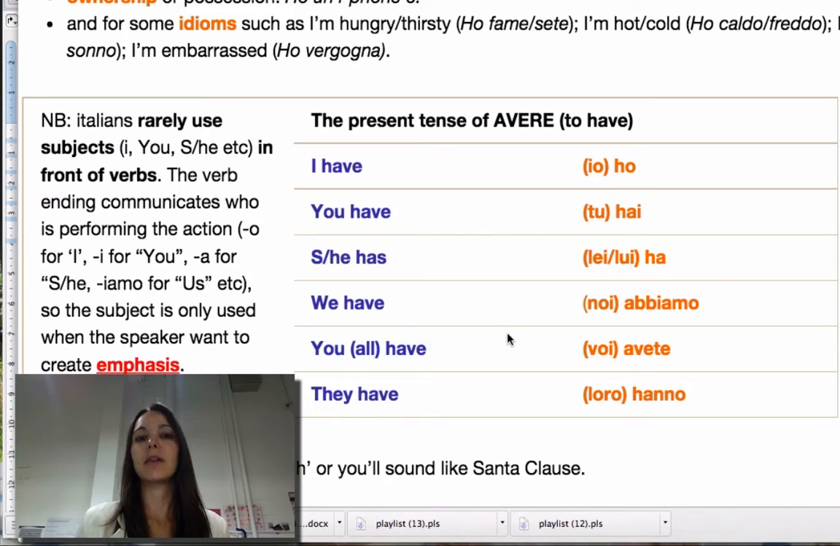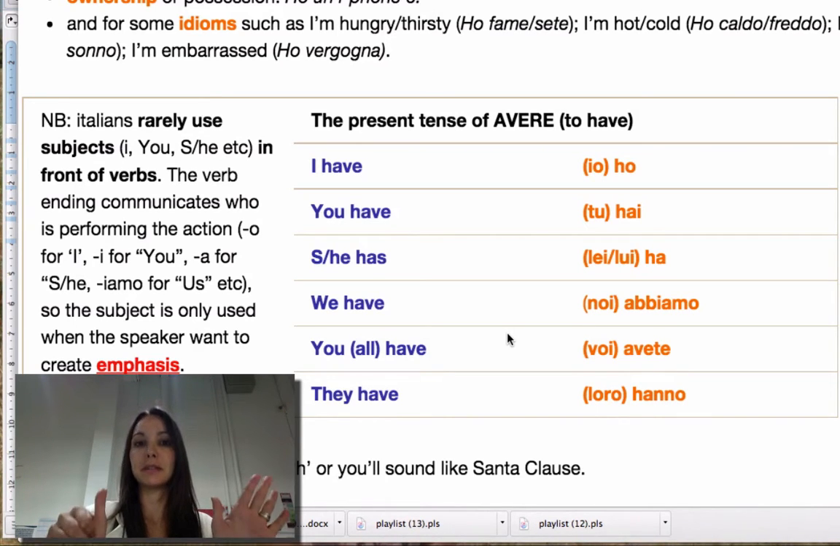Okay, so let's learn about the present tense of the verb avere. A verb is a doing word, an action word, and avere, if you look it up in the dictionary, means to have. So every time we learn an Italian verb, we're going to learn for 6 people. Io, I; tu, you; lui, lei, he, she; noi, we; voi, you all; and loro, they.